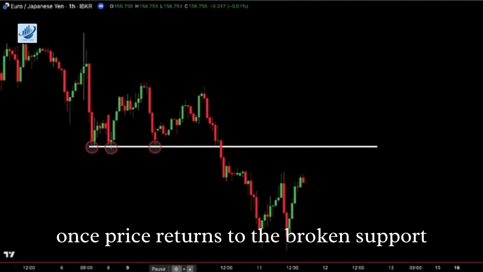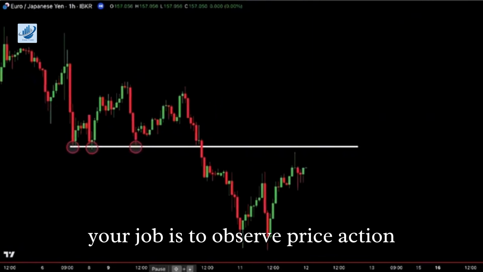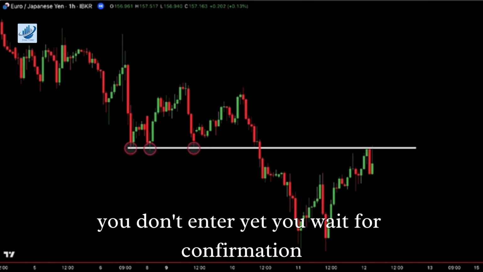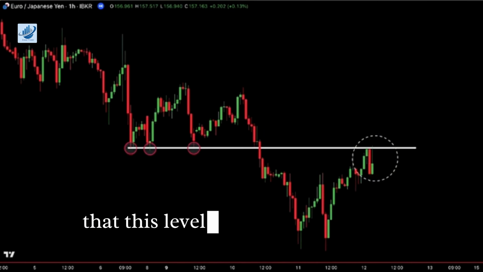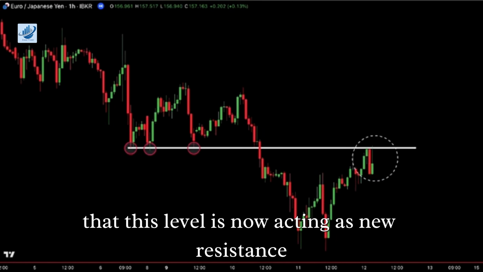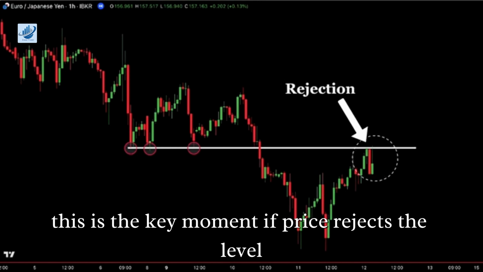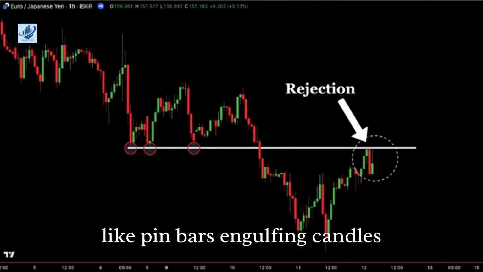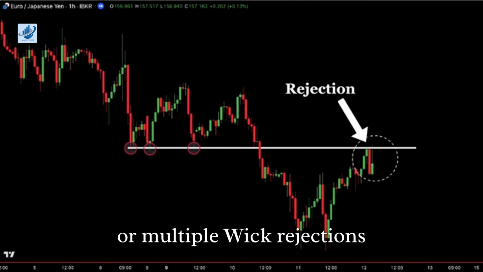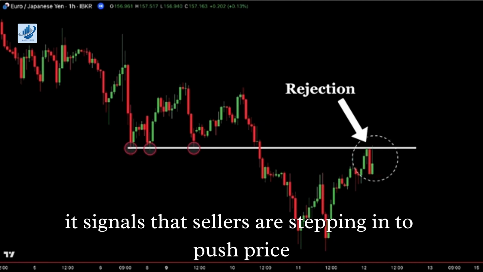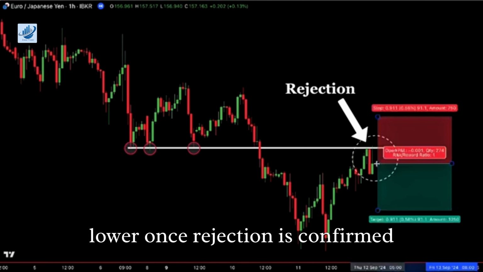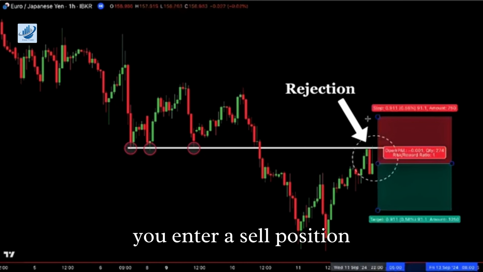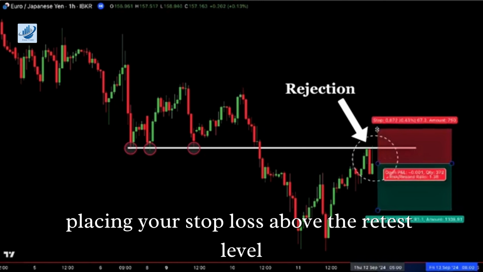Once price returns to the broken support, your job is to observe price action. You don't enter yet. You wait for confirmation that this level is now acting as new resistance. This is the key moment. If price rejects the level with strong price action patterns like pin bars, engulfing candles, or multiple wick rejections, it signals that sellers are stepping in to push price lower. Once rejection is confirmed, you enter a sell position, placing your stop loss above the retest level for protection.